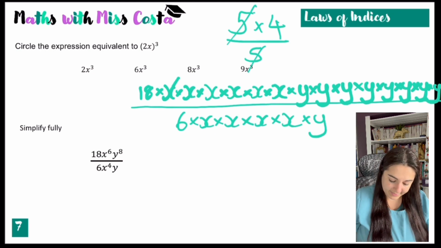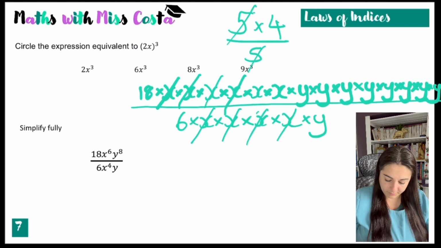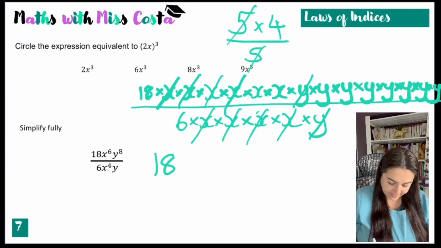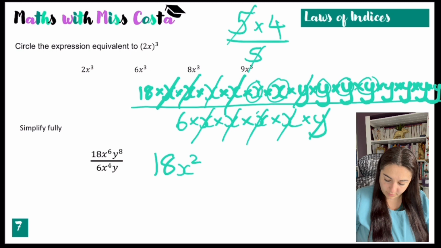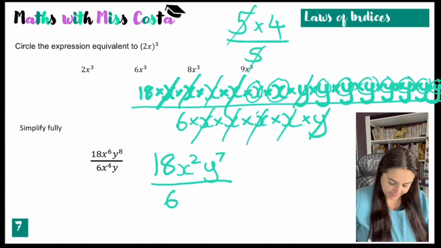So here I can cancel out this x with this x, this one with this one, this one with this one, and this one with this one. And with the y's, I could cancel this with this. So I'd just be left with 18, and then I'm left with 1, 2 x's, so x squared, and then 1, 2, 3, 4, 5, 6, 7 y's, so y to the power of 7 divided by 6.